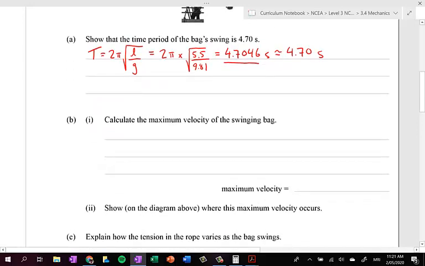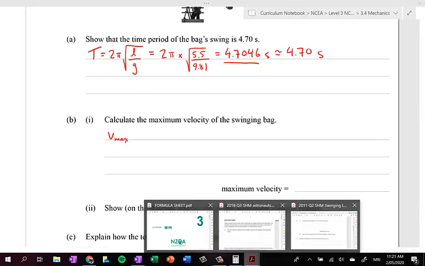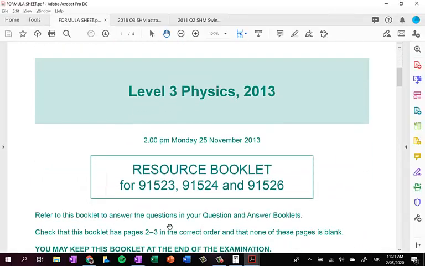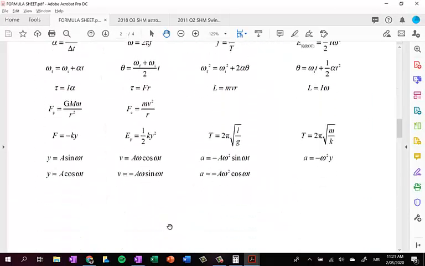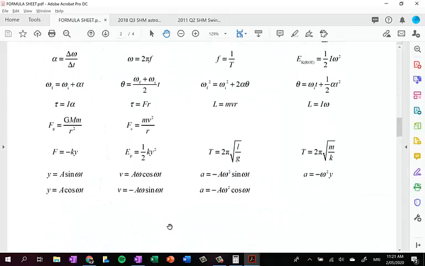And then we're asked to calculate the maximum velocity of a swinging bag. Remember that Vmax, I might just pull up the formula sheet here and show you. So on your formula sheet, you're not given the maximum values, but you're given all of these equations for simple harmonic motion. And the maximum displacement is just the amplitude. The maximum velocity is the amplitude times the angular frequency. And the maximum acceleration is amplitude times the angular frequency squared.